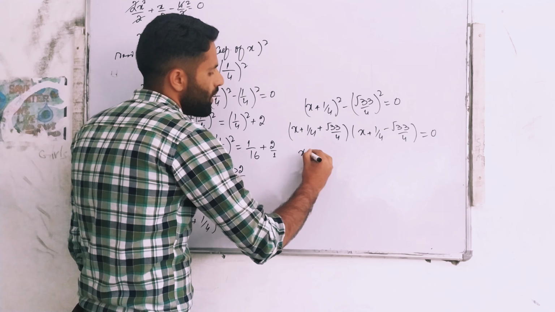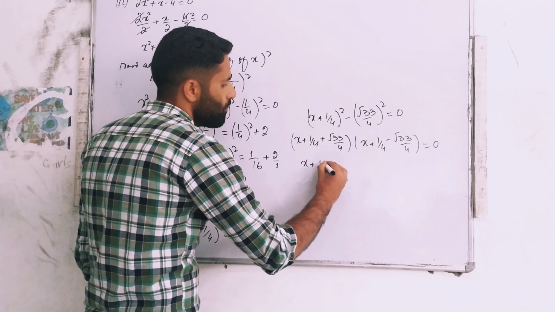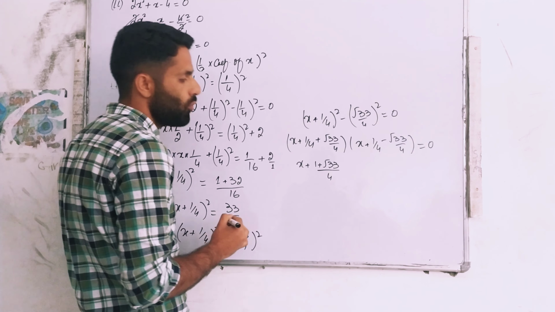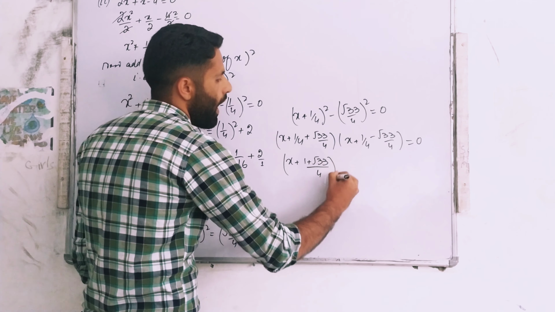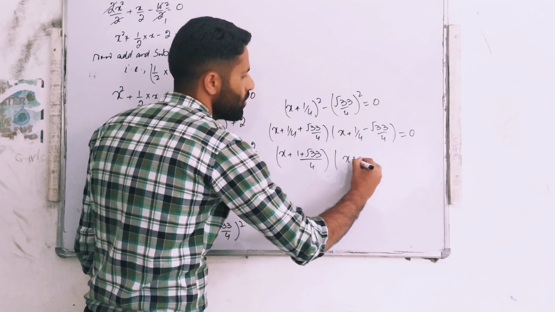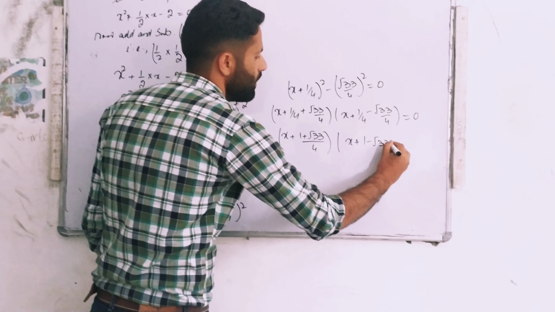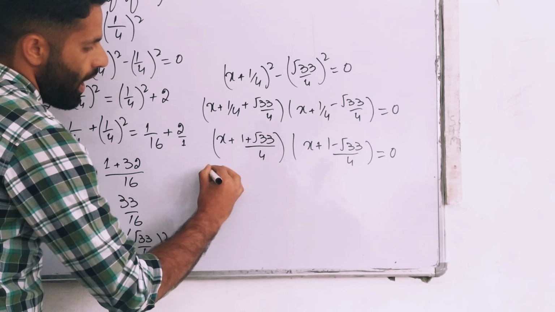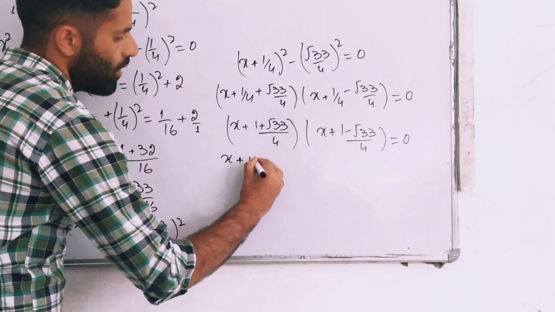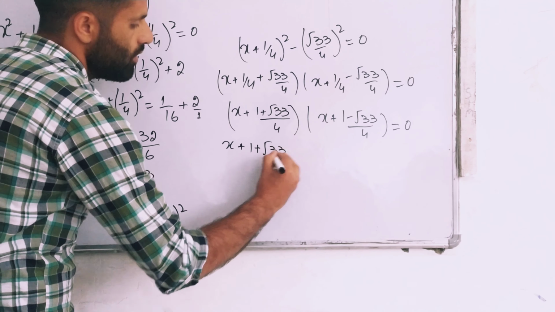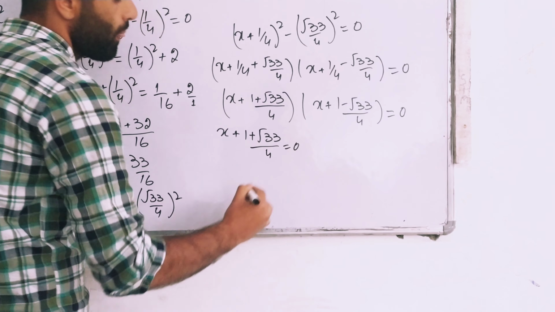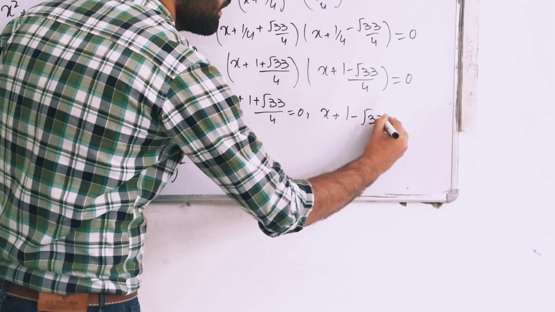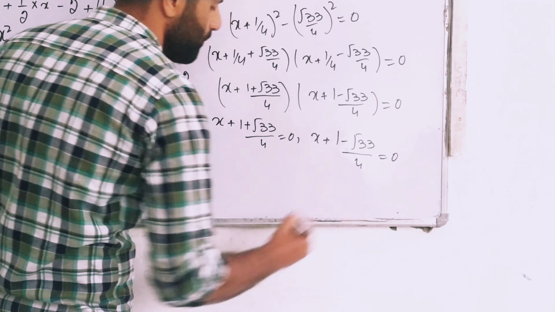Now you can simplify it. X plus 1 plus under root 33, denominator will be 4. The denominator for both terms will be 4. And you can write here x plus 1 minus under root 33 divided by 4 is equal to 0. Now take either case here. X plus 1 plus under root 33 divided by 4 is equal to 0, comma, x plus 1 minus under root 33 divided by 4 is equal to 0.